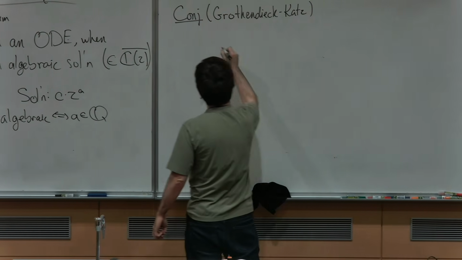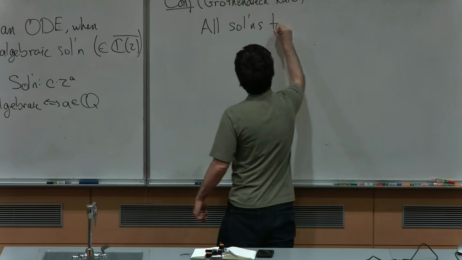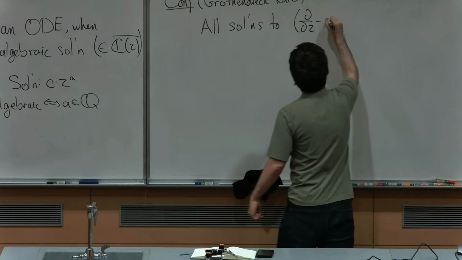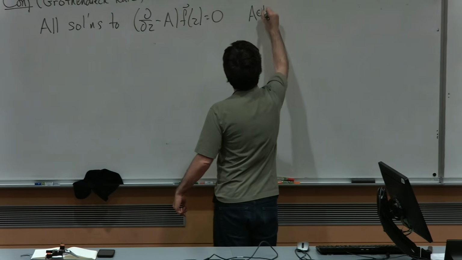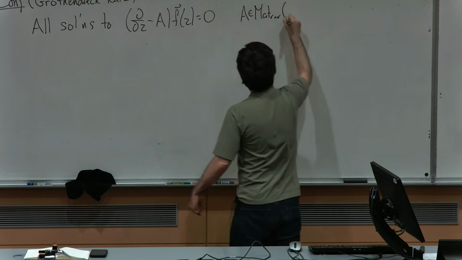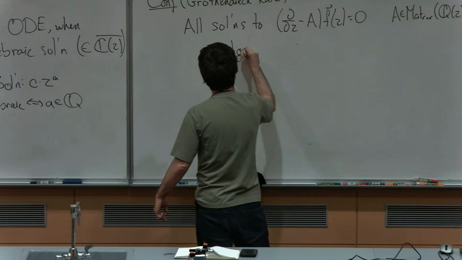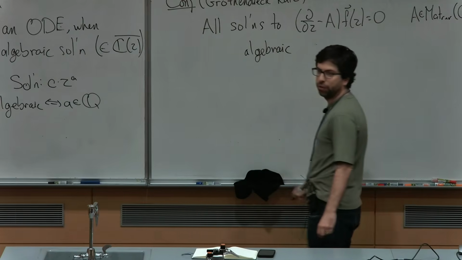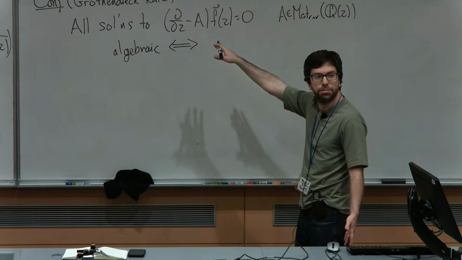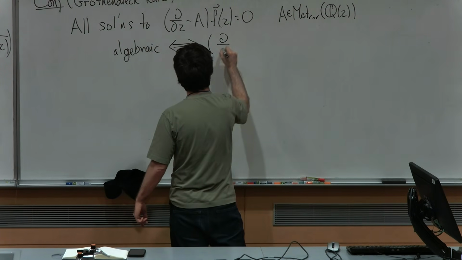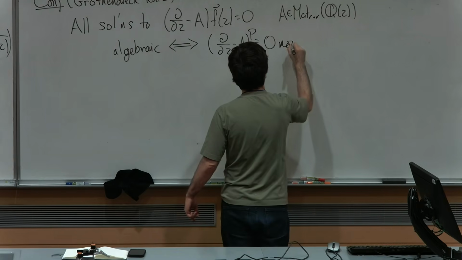So a relatively general form of a linear ODE is the following. So they conjecture that all solutions to the differential equation d/dz minus A applied to f of z equals 0, where here A is a matrix of rational functions, are algebraic, meaning they're algebraic functions, if and only if the following holds. You take this linear operator d/dz minus A to the pth power, and you ask if this is identically 0 mod p for almost all p.